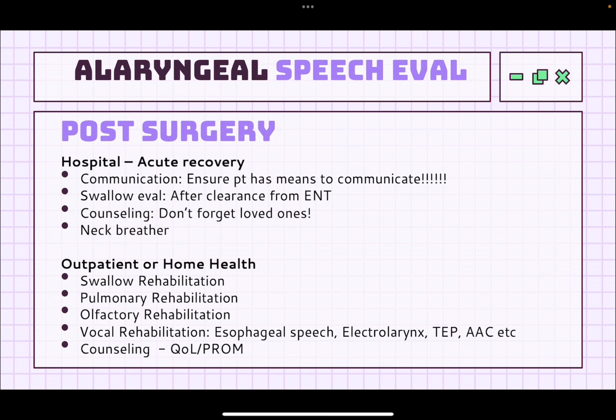So after surgery takes place, you have two particular places where you might see a client: in the hospital and then outpatient as well. Communication is really key here because we want to make sure that our patient has a way to communicate. Their whole life is about to get flipped upside down. Their larynx is literally being removed from their throat. So we really want to give them a way to communicate immediately. And then once the ENT allows it, we do want to check for a swallow eval and just continually counsel. That is so critical, and it's such a big part of what we do with our alaryngeal speech individuals.